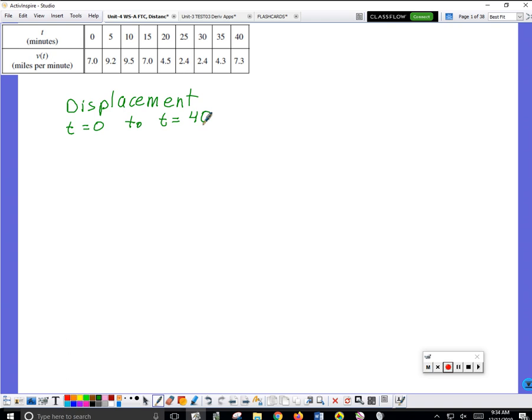So how many knew I was thinking that? Two tickets for you, good. So hands up, what is the displacement from time equals 0 to time equals 40 for this example? I'll write this down here. Okay, Justin. Is it 224 miles? So the displacement over this time period is 224 miles.